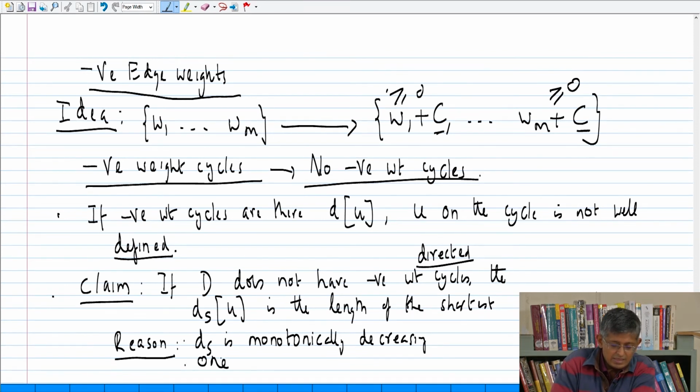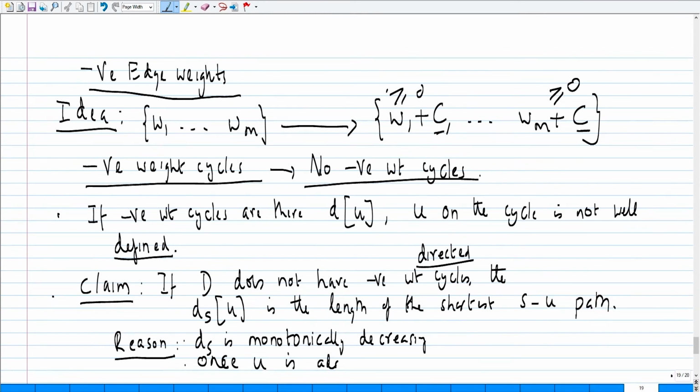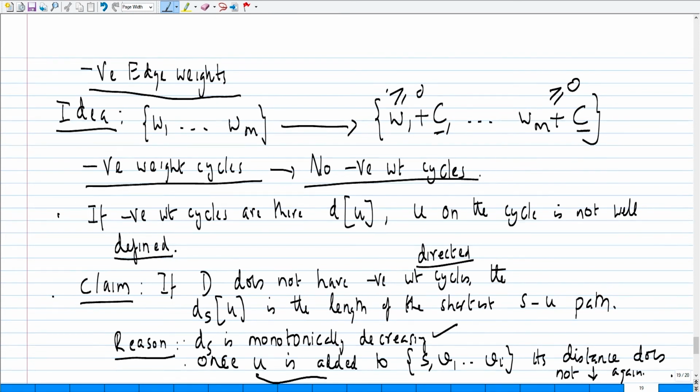and once it does not reduce again. So the key property of the algorithm is that the relax function ensures that the estimate of the distance from S will never increase, it's monotonically decreasing. And once you select a vertex and add it into this set, to which distances from S have been found, the distance does not decrease again. So therefore, the point is that Dijkstra's works in a slightly more general setting, provided you don't have negative weight cycles.